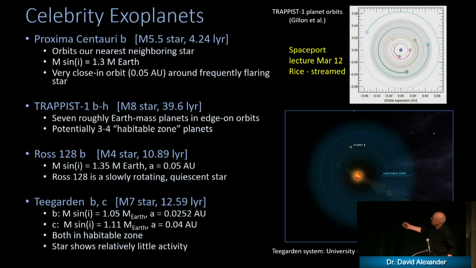So these are the orbits. This is a cartoon, but these are the orbits of these planets. The gray area is the habitable zone of this cool star. And so there's three, maybe four planets inside the habitable zone.